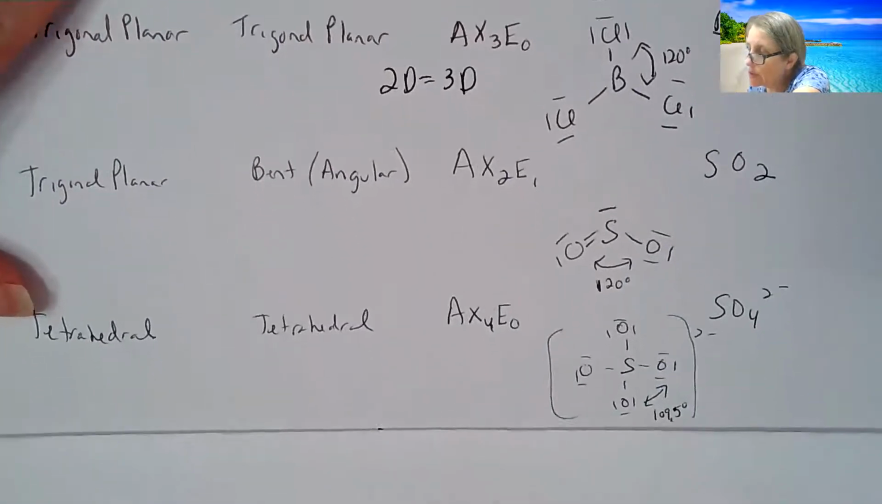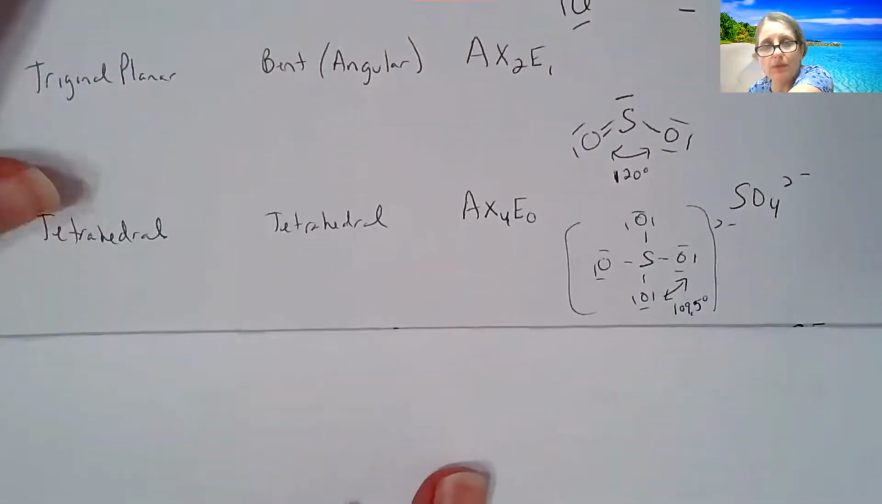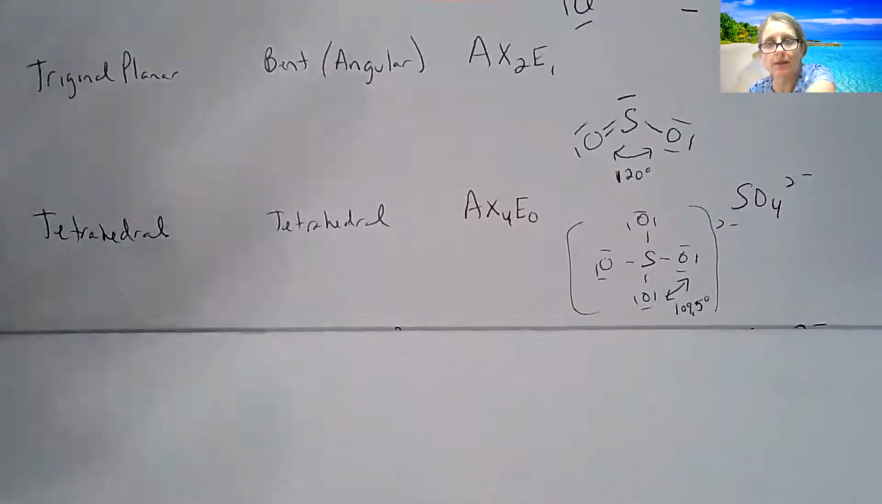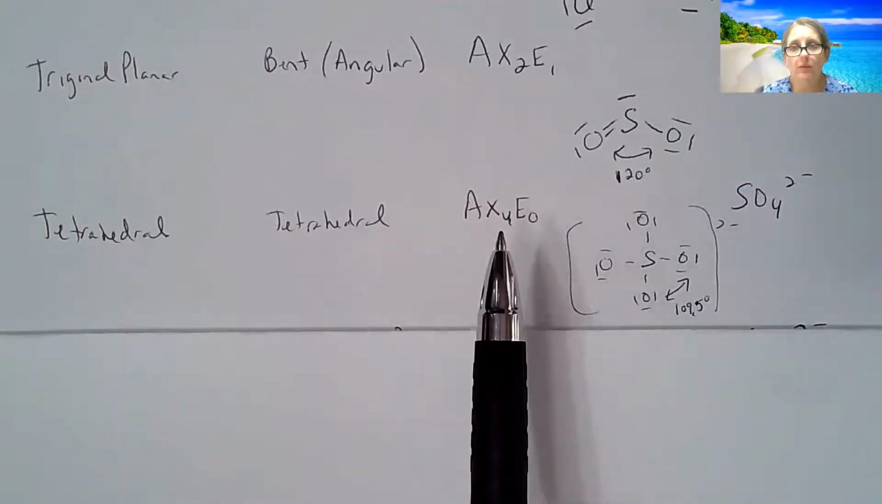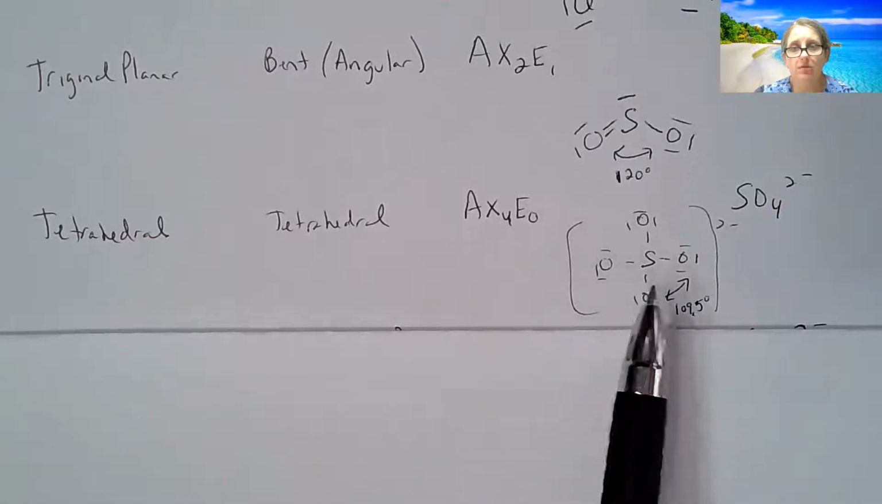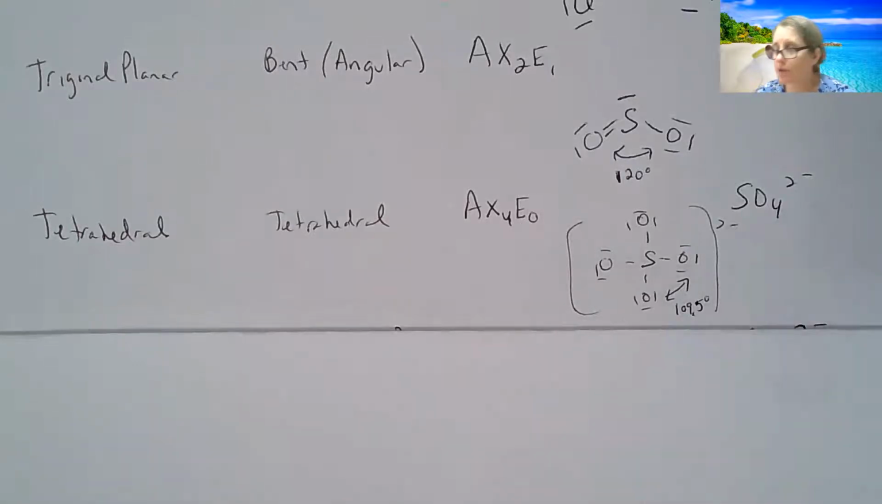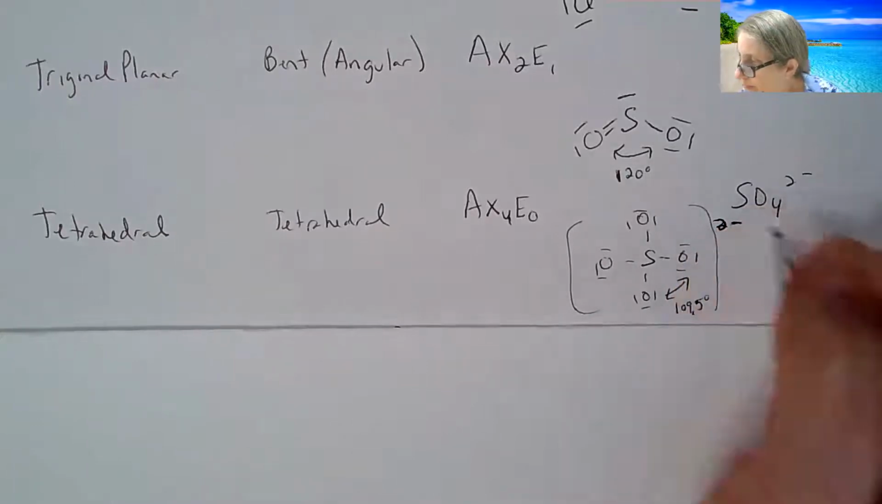Now we get into the major shape, and this shape is called a tetrahedral. This is found a lot in nature. So it has 4 bonds and no lone pairs around that central atom. So the example I drew here is SO4 2-.